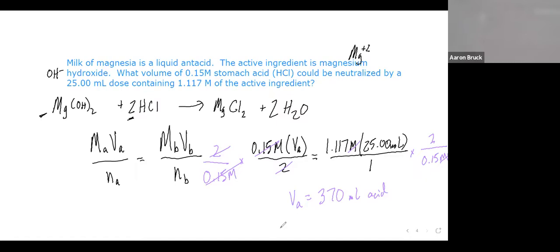And so that's where labeling can be really important, just kind of taking that second and circling, okay, this is for the acid, this is for the base. Just so that you have them straight when you go to move them into the equation.